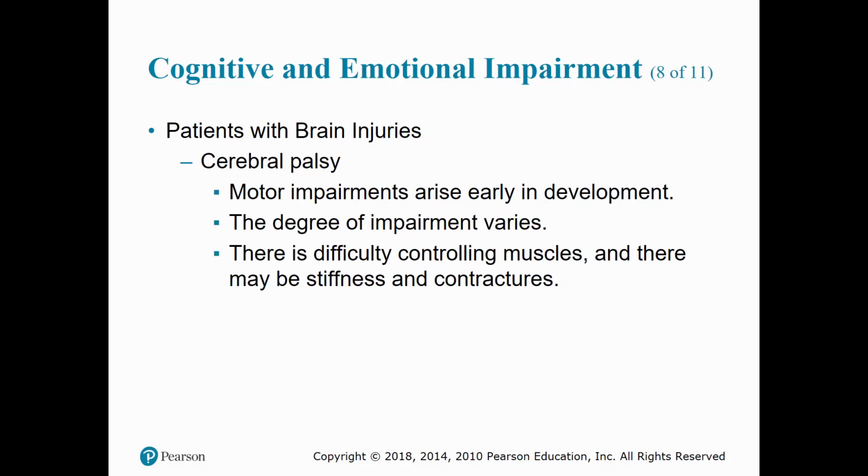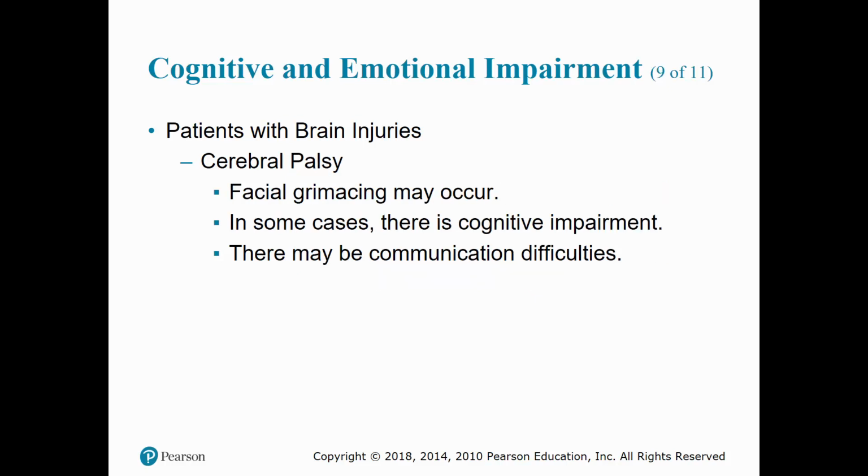Cerebral palsy is an umbrella term that's used for motor impairments that result from some type of brain abnormality that arises early within development. The degree of impairment varies depending on the severity of the abnormality, and there's difficulty in the patient controlling muscles, and they can have issues with stiffness as well as contractures. Most people with cerebral palsy demonstrate difficulties in controlling muscle function. They may have facial grimacing as well as cognitive impairment.